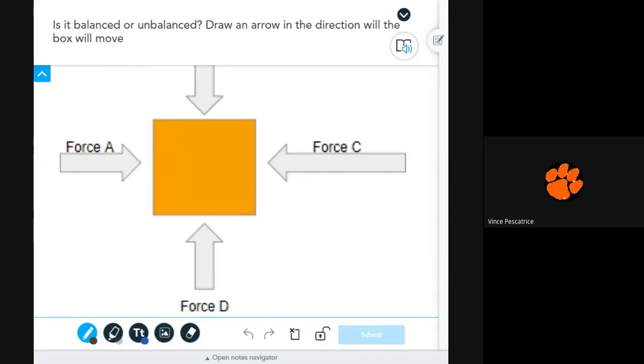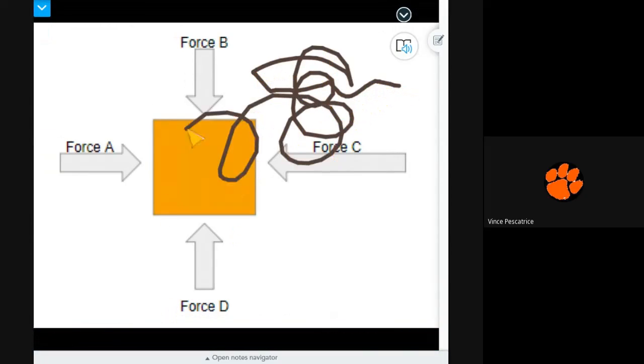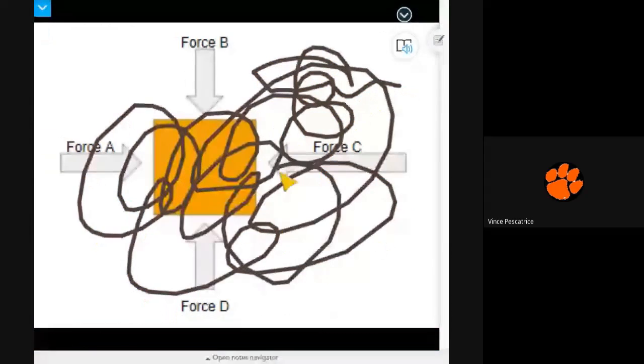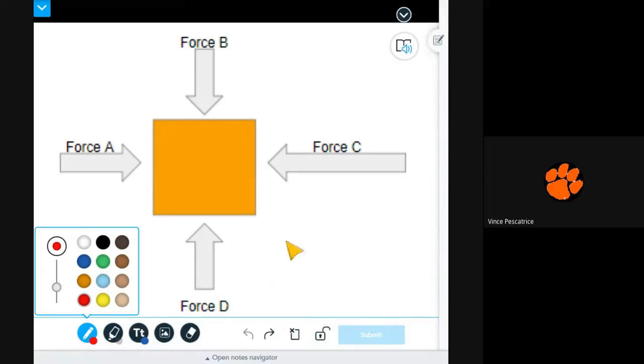All right, so is this balanced or unbalanced? And draw an arrow in the direction that it'll move. So you remember you can draw by clicking and dragging. See what my mouse is doing right here. All right, you can draw that. So in what direction is this box going to move? All right, so just use the size of the arrow to determine the force, okay? So which arrow, you should be able to look at this and see which arrow has the greatest force.